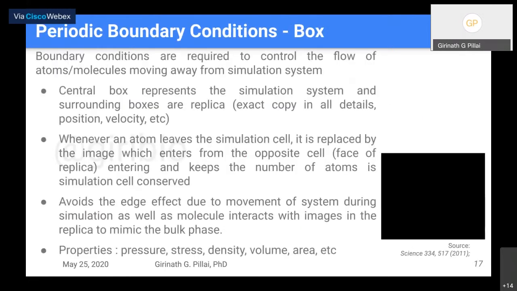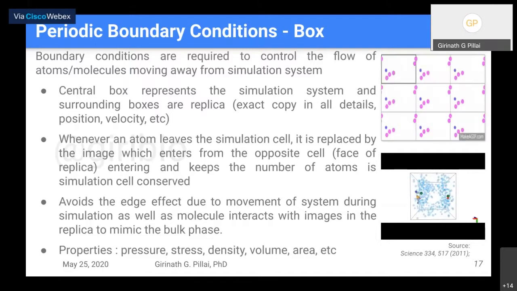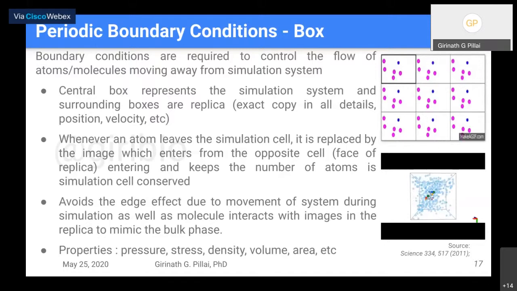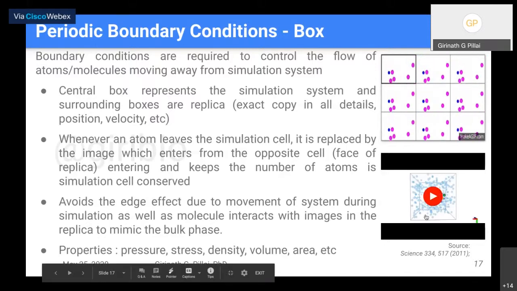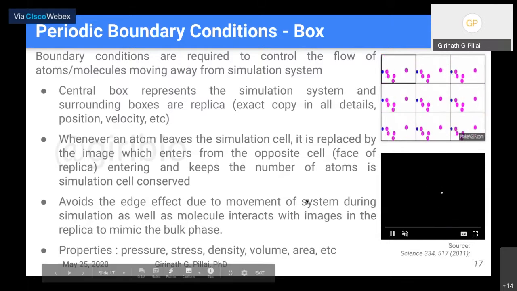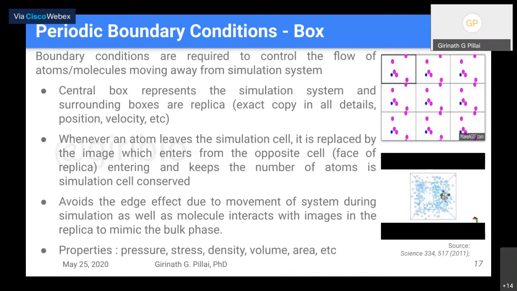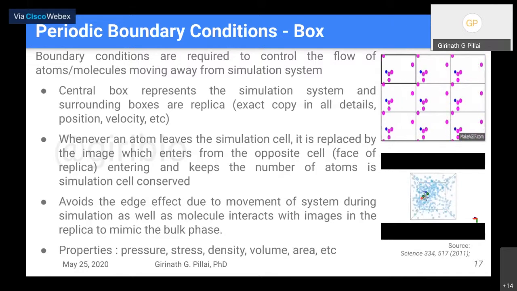What are periodic boundary conditions? That is why we are defining a box. The boundary conditions are required to control the flow of atoms or molecules moving away from the simulation system. The center box always represents the simulation system, and the surrounding boxes are the replicas. They are exact copies. So when you see a molecule moving out of a single box, going out of the boundary, you see it is again entering. So that's where it is a replica.